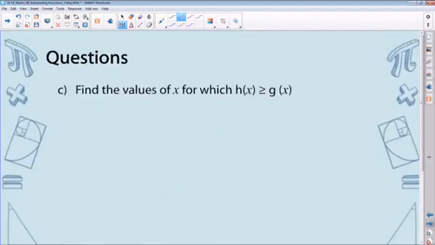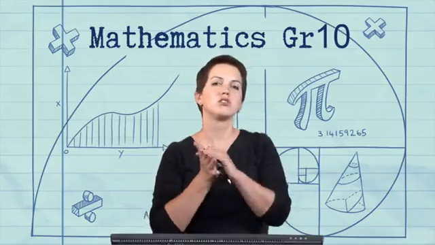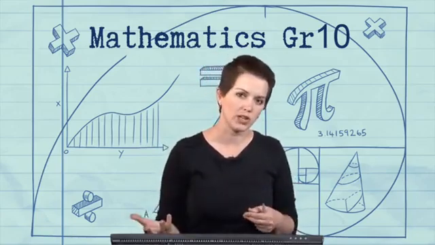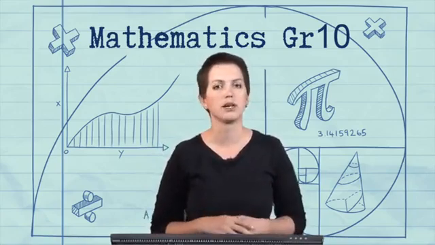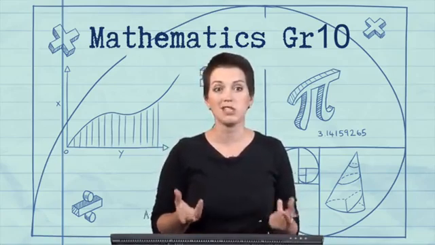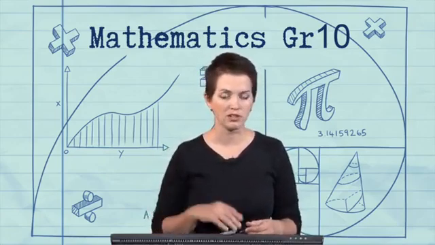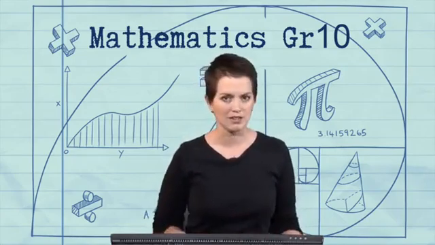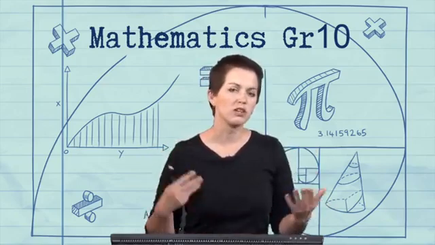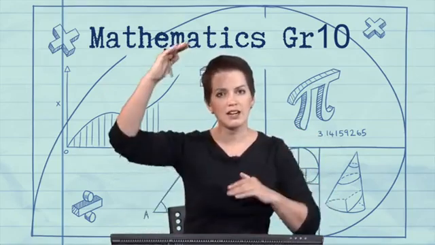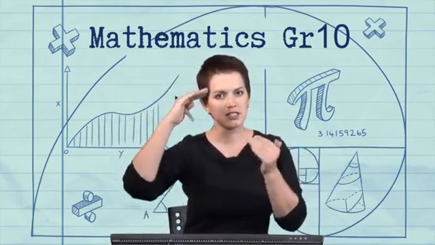So the next question says, find the values for which h of x is more than or equal to g of x. Okay, so grade 10s, I want you to relate this now to a real life experience. When has someone been more than you? What kind of things were you talking about when this happened? Were you maybe talking about the number of chocolates you ate, or how tall they are, or what marks they had? When someone is more than you, it means they've achieved a higher level than you. So if we think of it as higher and lower, then it's a lot easier to think about.